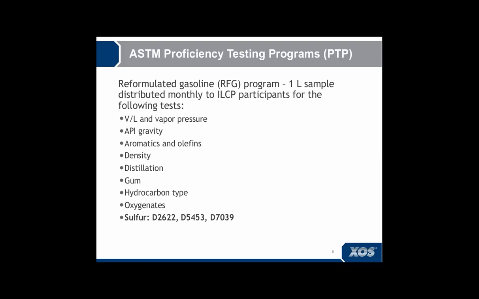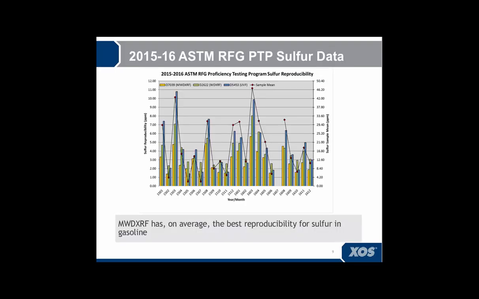What do I mean by that? Here, this next slide, I've compiled the sulfur data from the RFG Proficiency Testing Program from 2015 through 2016. Now, I realize there's a lot of information in this graph, so we'll go over it a little bit. First thing I'd like you to notice is the red dots. The red dots are the sample mean for each month that a sample was sent out. You can see the sample mean is on the right side of the graph.